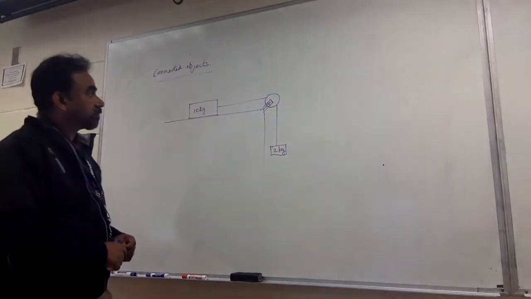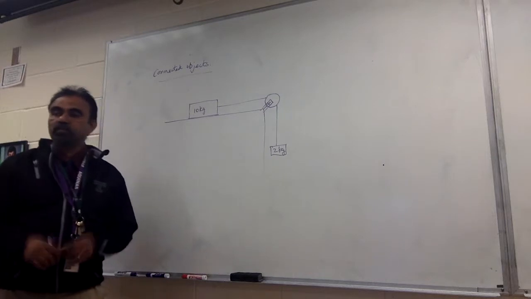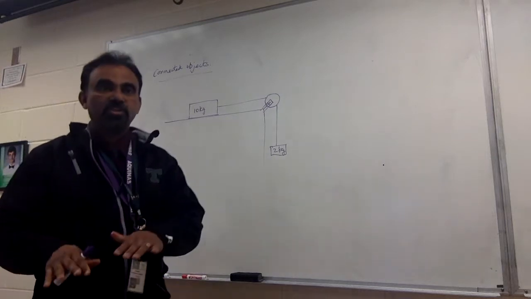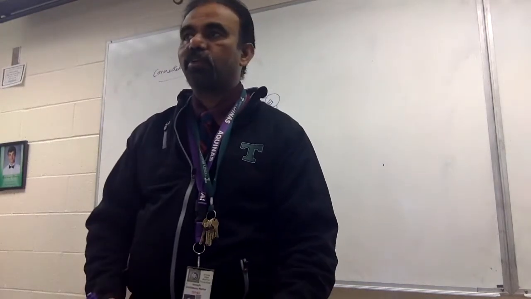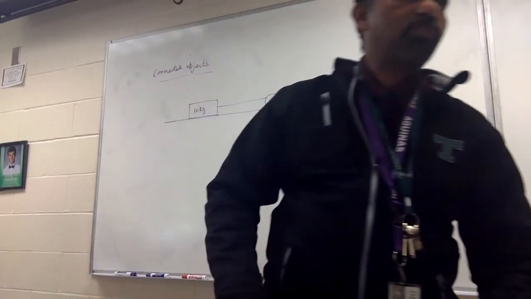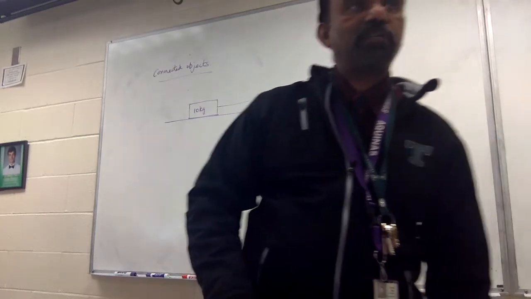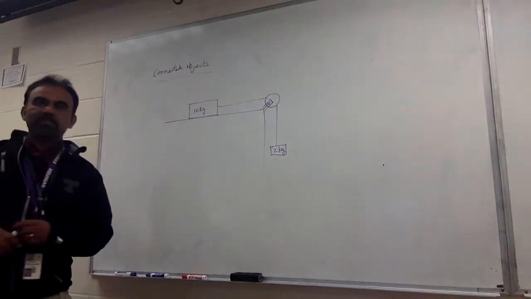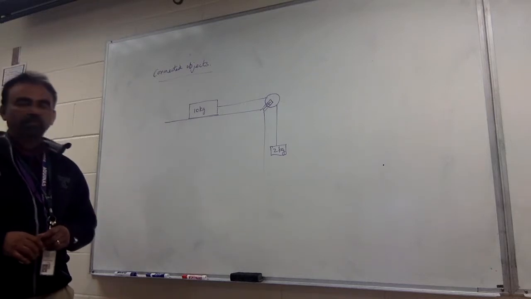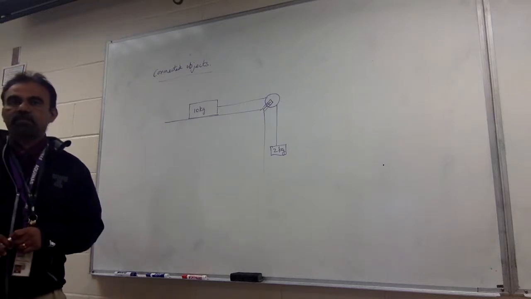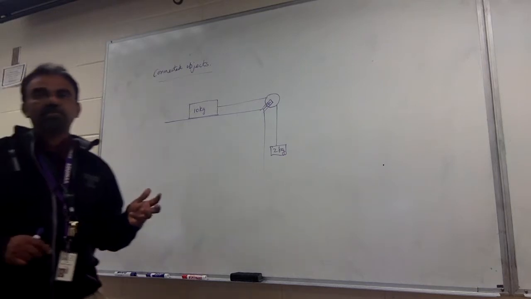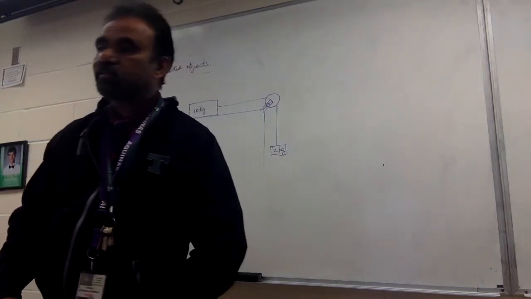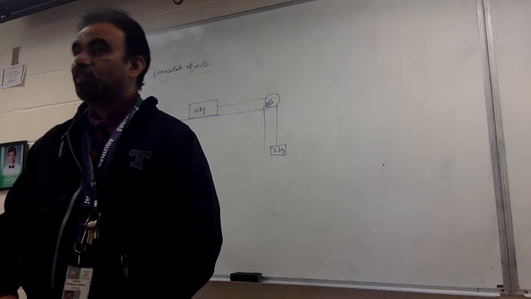Now, do you understand the scenario? So it is a frictionless table. You keep 10 kilograms there, and then with a string attached to a 2 kilogram mass. Now this is a connected system. It's a system of connected objects. When you have such problems, first thing is you have to use your brain, use your logic.